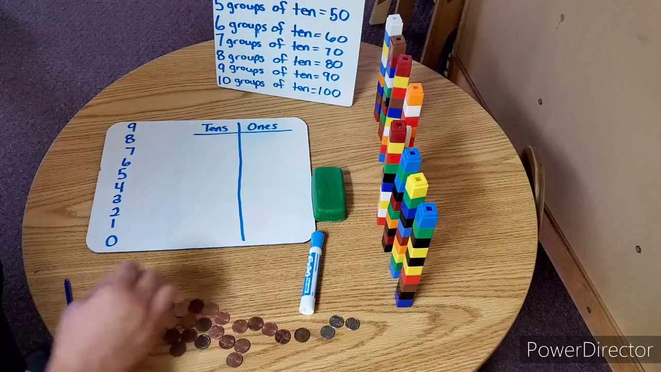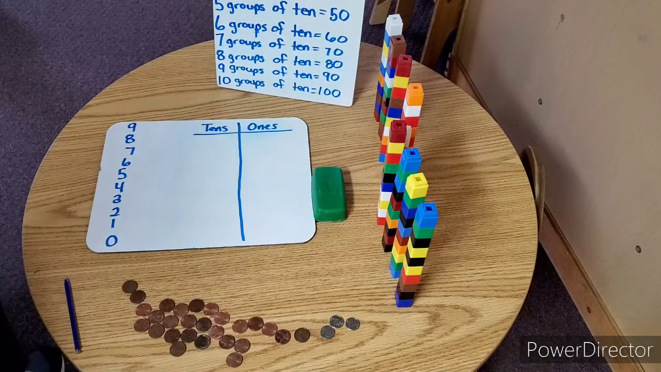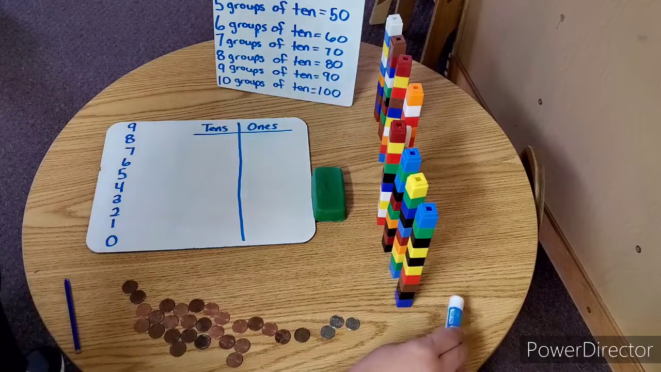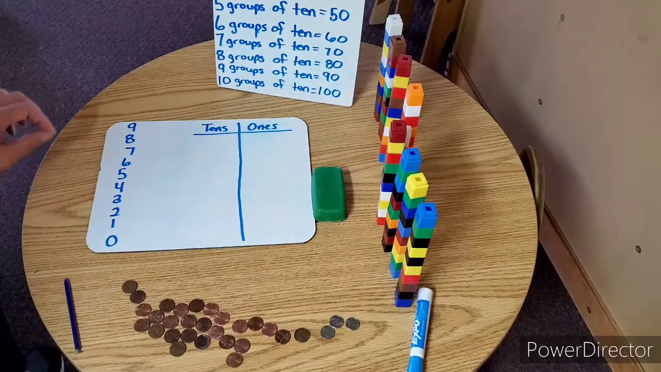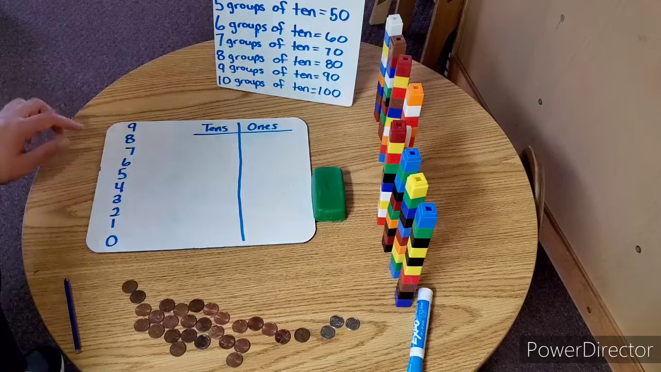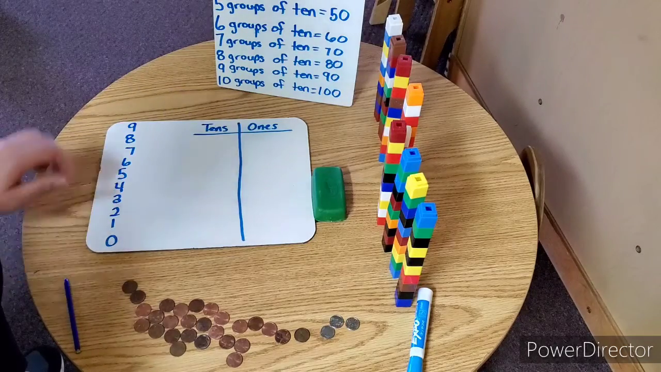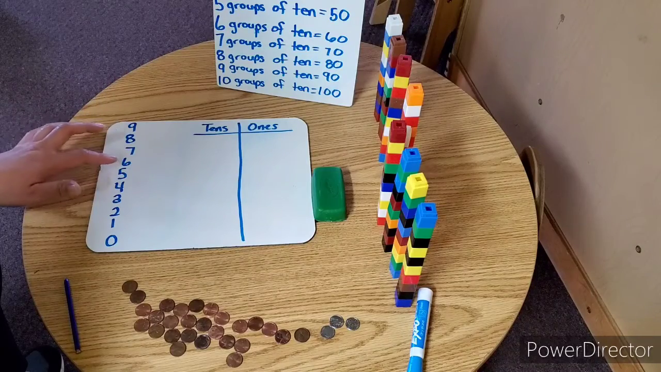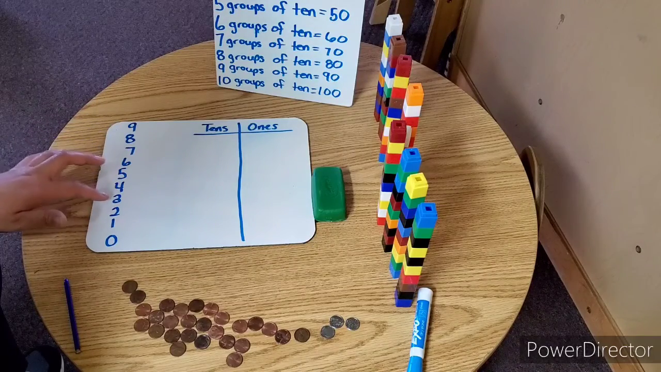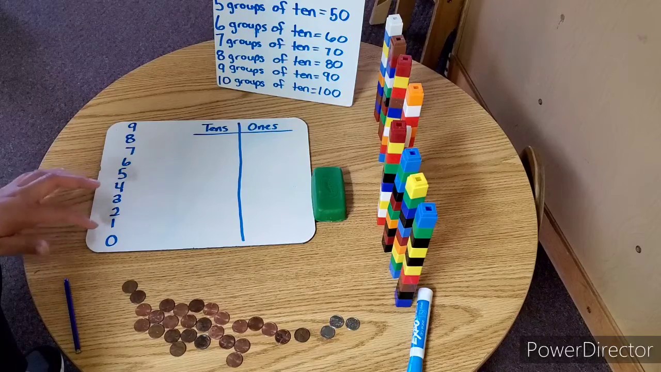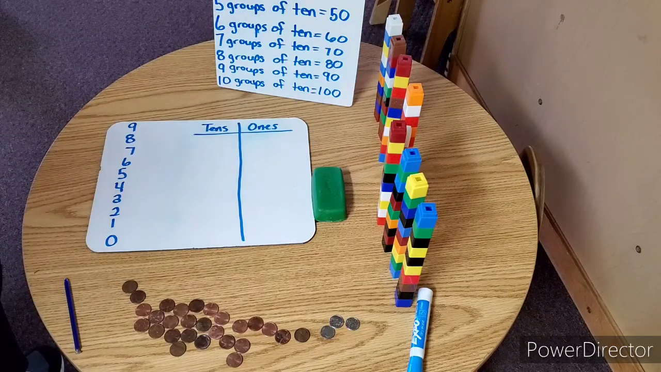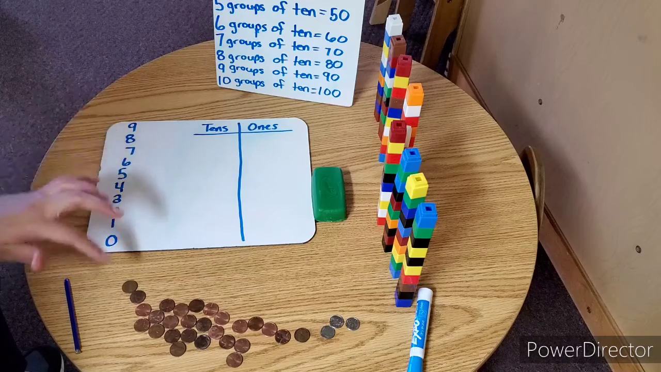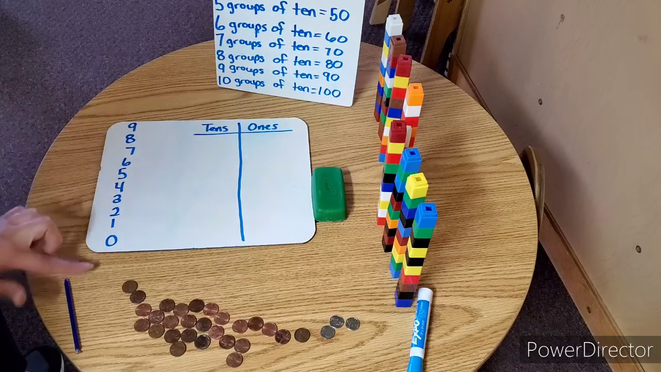Okay, friends, here we go. I want you to get your mom or dad or someone to write this on a paper for you, or you can use your dry erase board like I'm using. We're going to write all of our numbers that go in the ones right here: 9, 8, 7, 6, 5, 4, 3, 2, 1, 0. So these 10 numbers all have one number.